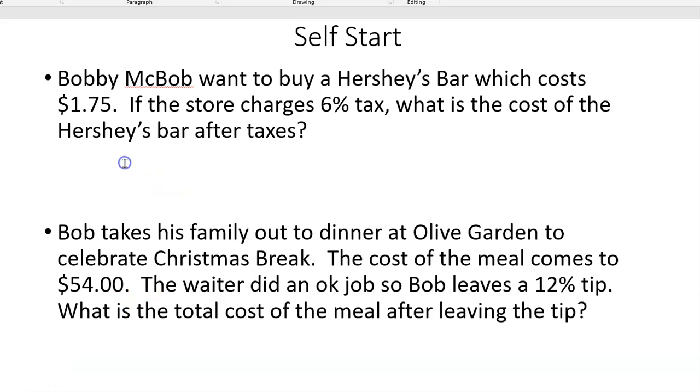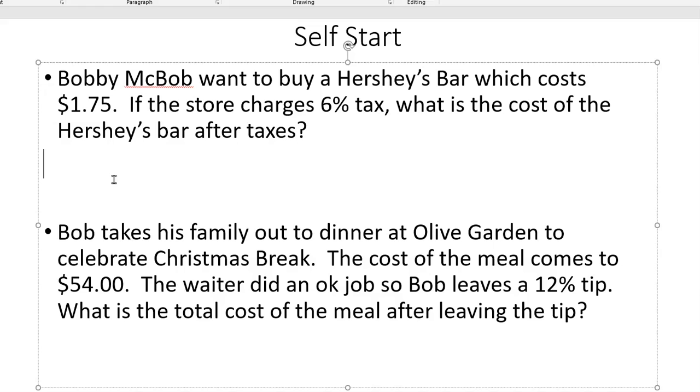Good morning. Our self-start today says Bobby McBobby wants to buy a Hershey bar, which costs $1.75. If the store charges 6% tax, what's the cost of the Hershey's bar after taxes? So first of all, we have $1.75, and we're going to pay the 6 cents. So we take a calculator, I type in $1.75 times 0.06. You'll notice I made the 6% into a decimal. And my answer came out as 0.105.